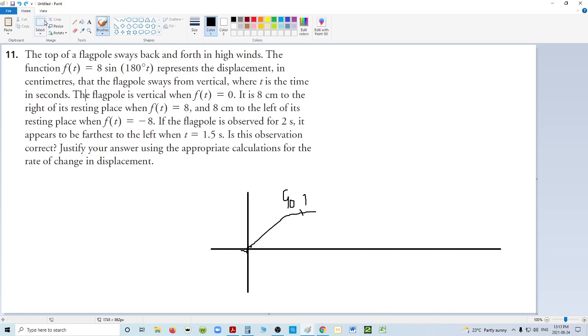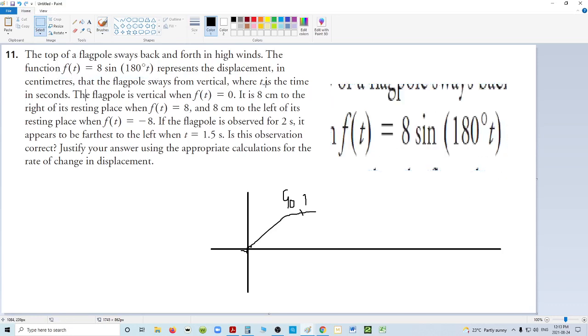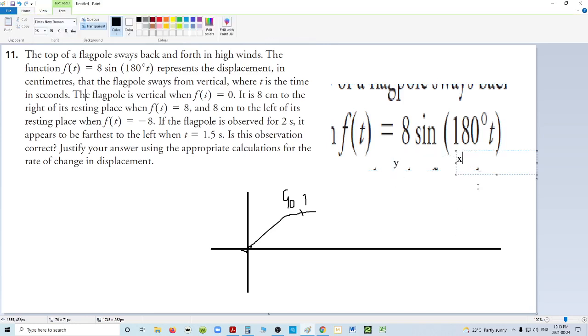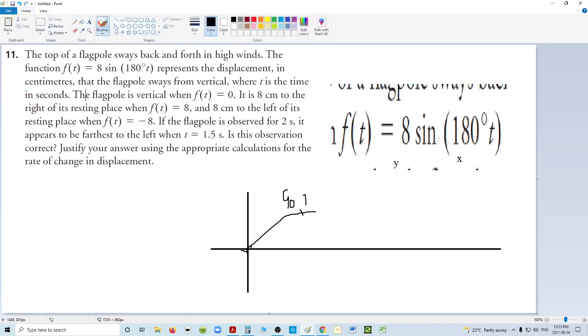Now you just have to remember your translations. And the nice thing here is there's only two translations. One is a y translation, and one is an x translation. Well, this, we know, changes the amplitude. So instead of a maximum of 1, and since there's no axis change here, we know the x-axis is still the axis, the max value is going to be 8, which means the min value is going to be minus 8.